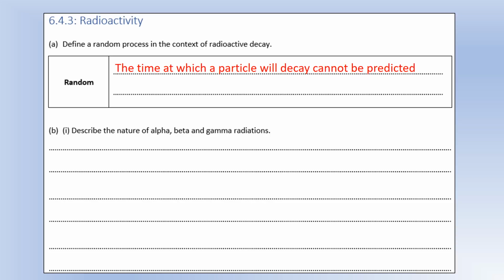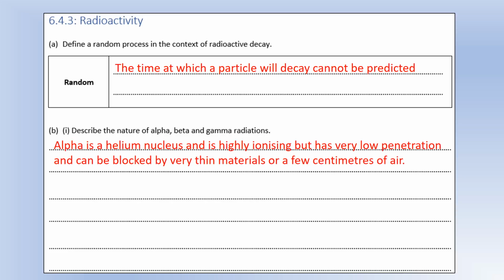So radioactive decay can take 3 forms: alpha, beta, or gamma radiations, typically. In terms of describing each of them, alpha is the same as a helium nucleus, so 2 protons, 2 neutrons. It's highly ionizing, so 1 alpha particle can ionize something like 20,000 other atoms. But on the flip side, because it's so ionizing, it will not penetrate things. It will ionize stuff straight away and be blocked by very thin materials or even just a few centimeters of air.